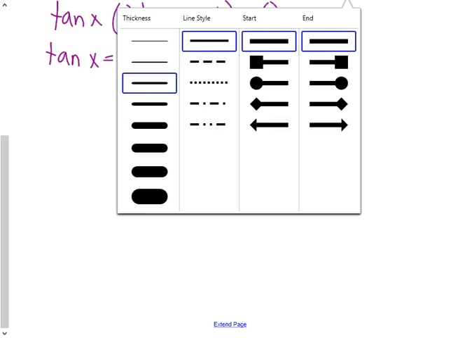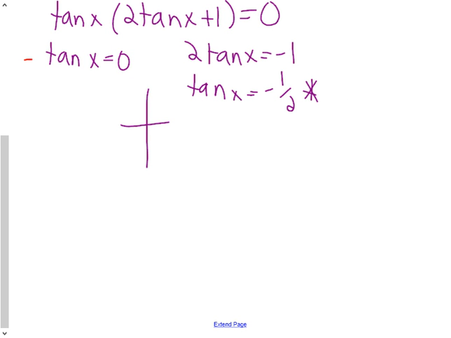So tangent of x equals 0 at 0 and pi and 2 pi and so on. But we only want answers 0 to 2 pi, including 0. So far we got 0 and pi for our answer.